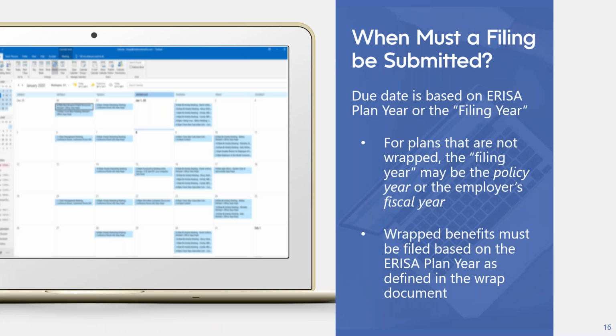And so here's probably the most important aspect of all of this. When is the filing submitted? The due date of any ERISA plan year is based on the ERISA plan year or the filing year. So for plans that are not wrapped, the filing year would be the policy year or the coverage period of a particular line of coverage. It could also go with the employer's fiscal year. That's permissible. But a wrapped benefit or a wrap plan, a consolidated filing, must be filed based on the ERISA plan year as defined in the wrap document.